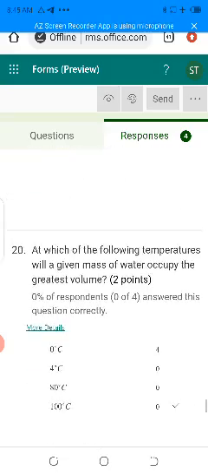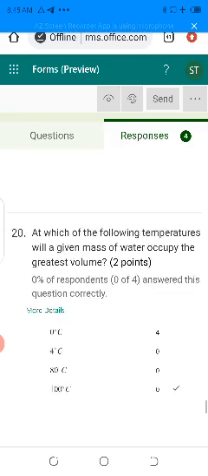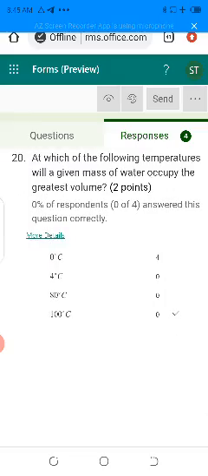Now the next question is at which of the following temperatures will a given mass of water occupy the greatest volume? Water has the maximum volume at 100 degrees centigrade. That's what we explained under the anomalous behavior of water. It has a minimum volume at 4. It has a maximum density at 4 degrees centigrade. It has a minimum density at 100 degrees centigrade. So the answer here is 100, which is option D.